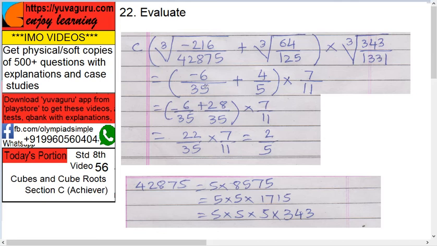So let's move on. Minus 6 by 35 plus 4 by 5, bracket close, into 7 by 11. Right? So 5 sevens are 35, 4 sevens are 28. Minus 6 plus 28 upon 35 into 7 by 11. So this becomes 22, 28 minus 6, 22 and sign of the bigger one, upon 35 into 7 upon 11. Okay, now solve this. 11 ones are 11, 2s are 22, 7 ones are 7, 5s are 35, so 2 by 5. So 2 by 5 is the required answer.